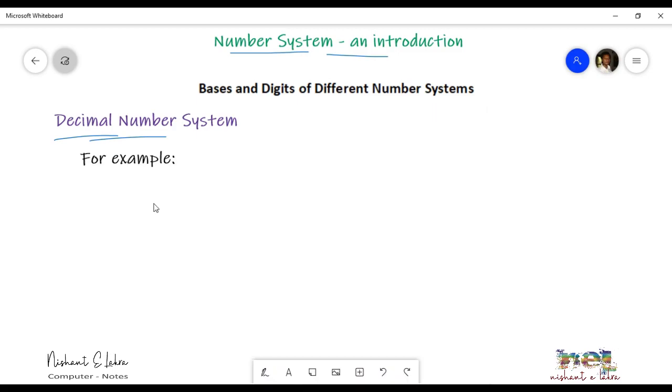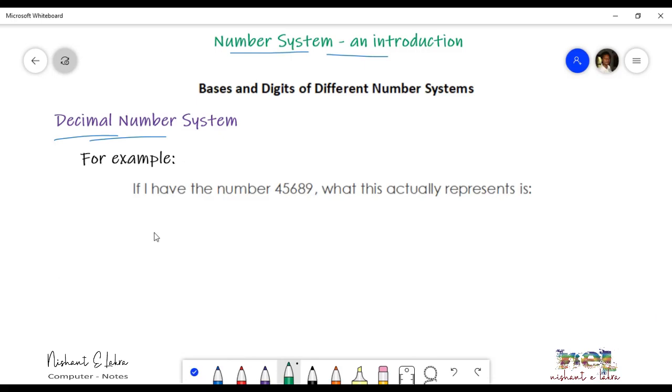Let's see an example to understand it much better. Now, if I have the number 45,689, okay, 45689, what does this actually represent? What does this 45,689 represent?